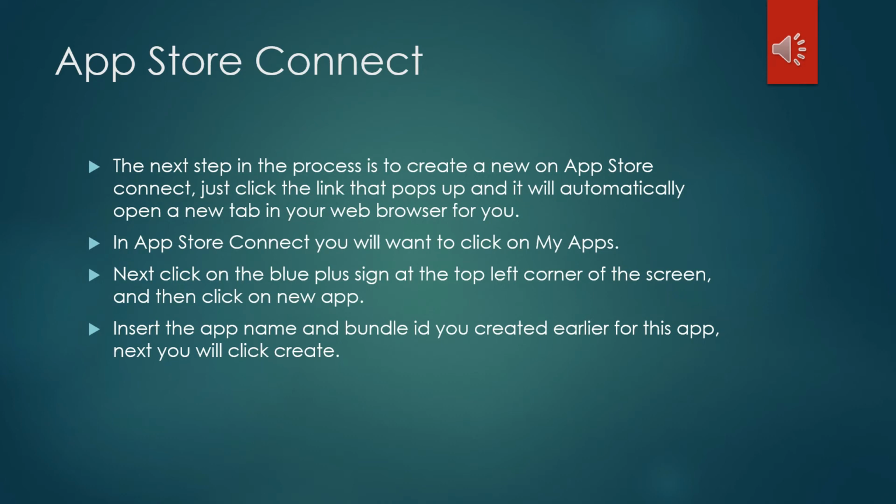Just click the link that pops up and it will automatically open a new tab in your web browser for you. In App Store Connect, you will want to click on My Apps. Next, click on the blue plus sign at the top left corner of the screen and then click on New App. Insert the app name and bundle ID you created earlier for this app. Next, you will click Create.